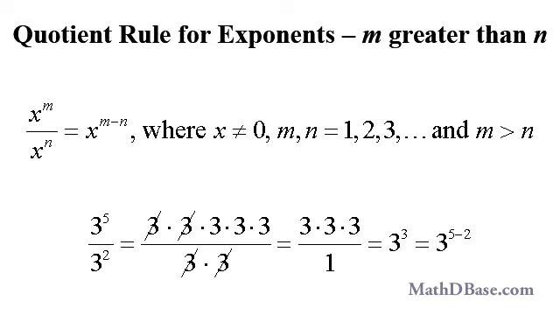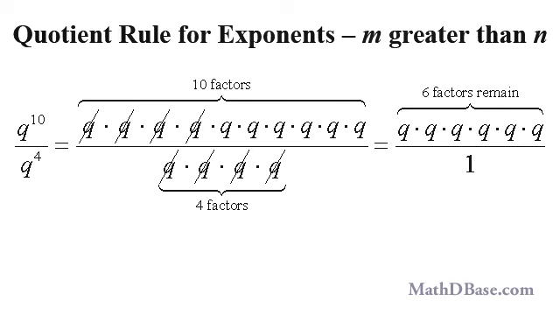We can cancel two 3's each from both the numerator and denominator, leaving us with 3 times 3 times 3, or 3 cubed, in the numerator, which is the same as 3 to the 5 minus 2. Similarly, if we divide q to the 10th by q to the 4th, provided that q is not equal to 0, we can cancel 4 q's in the denominator with 4 q's in the numerator, leaving 6 factors of q in the numerator, which is q to the 6th, or q to the 10 minus 4.